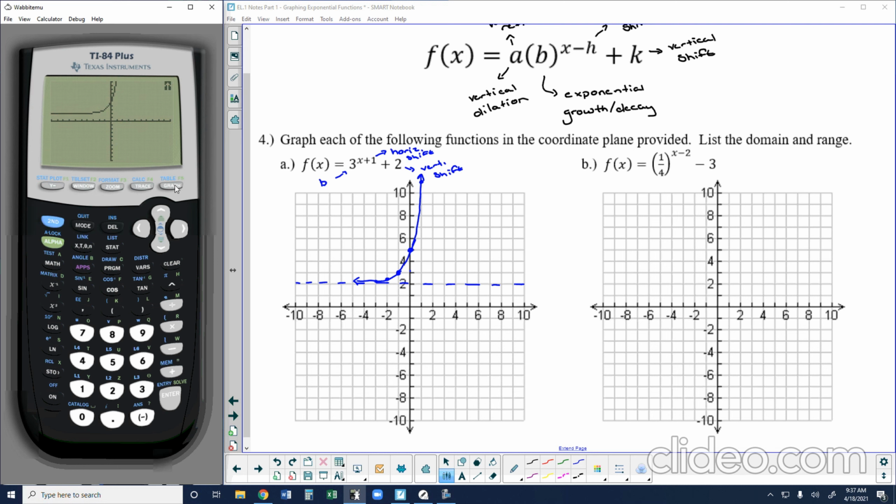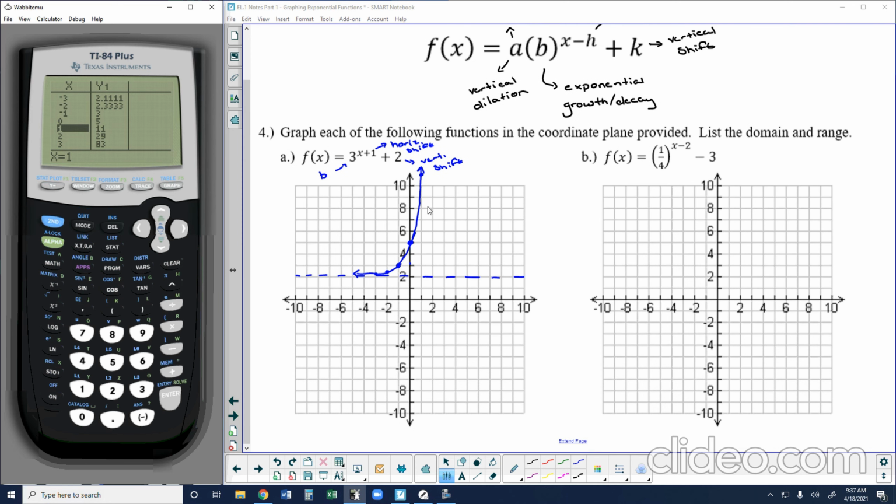If I go ahead and take a look at the table, I can see some of the points that I've plotted. So we plotted negative 2, 2.3. We plotted that right here. We have negative 1, 3. We plotted that. We have 0, 5. We have 1, 11. And then the points to the right of that would have been off the graph. So we can use the transformations to help us to graph the functions, but we can also use our graphing calculator.